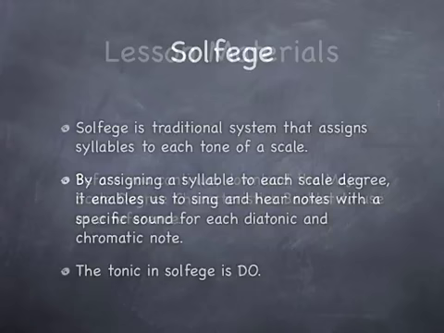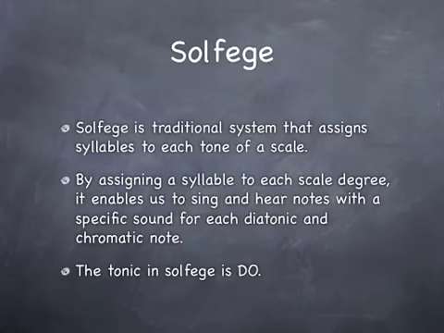Before getting into the major scale degree characteristics, we first need to look at solfege. Now, solfege is a traditional system that simply assigns syllables to each tone of a scale. By assigning a sound to each scale degree, it allows us to hear and sing the notes and refer to all keys at once. Let's look at the root of a scale as an example.